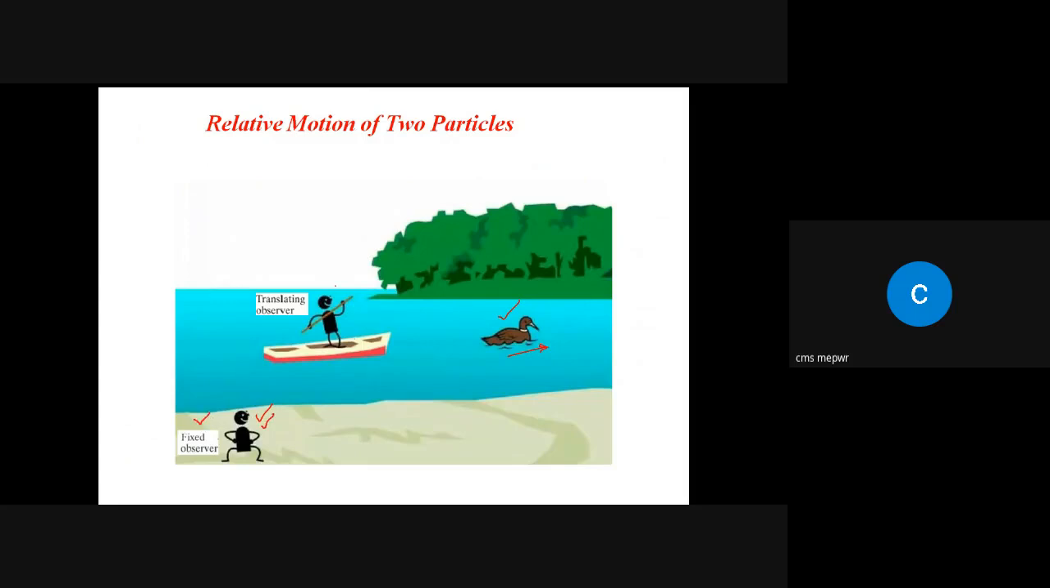We have another observer who is moving in his boat towards this duck, and he is observing this duck from this moving boat. This means the second observer is moving, and imagine that the motion this observer is having, let it be translatory motion. So we can call this observer the translating observer. So we will use this scenario to understand the concept of relative motion of particles.